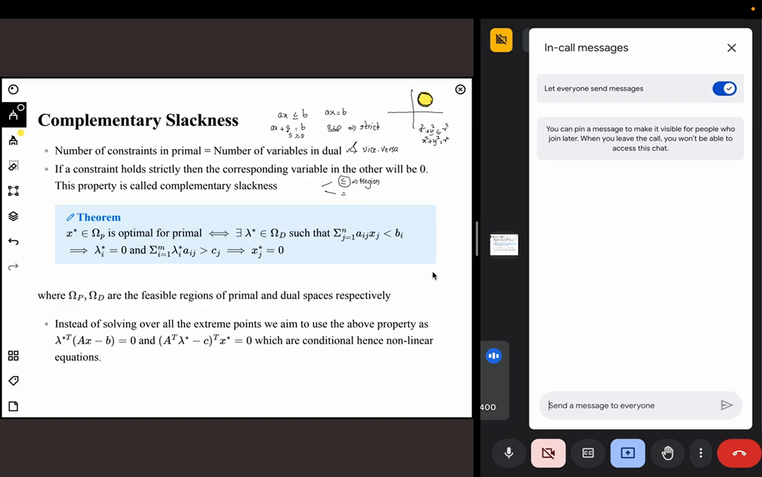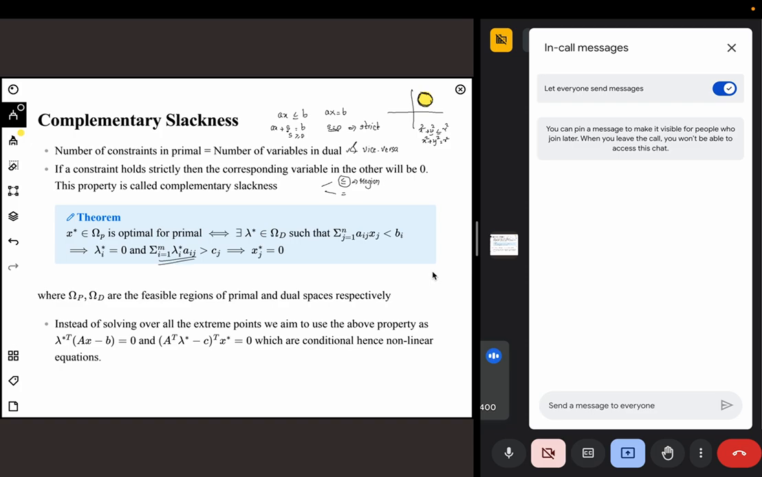So now what we are saying is whenever you know that a particular constraint is 0 in the primal space, then in the dual space, instead of searching over all the points, you have to search just the boundary points. That's what the complementary slackness condition says to you. Mathematically, if omega p is your feasible region in the primal space and omega d is in the dual space, if x star is optimal for primal, this implies there will be a lambda star in omega d such that this particular constraint will be satisfied. And it also says that if this lambda is 0, then the corresponding constraint will be strictly whole.